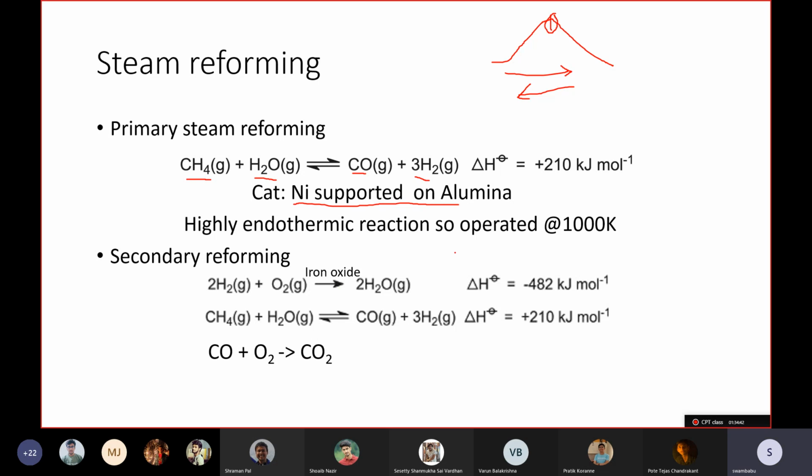So this is a highly endothermic reaction. So it needs to be operated at high temperature, because when you operate at high temperature, the energy will be supplied.